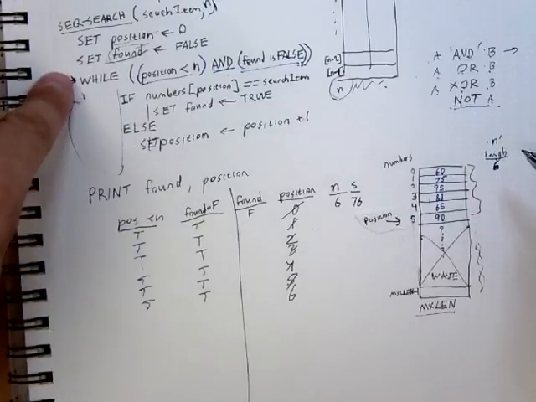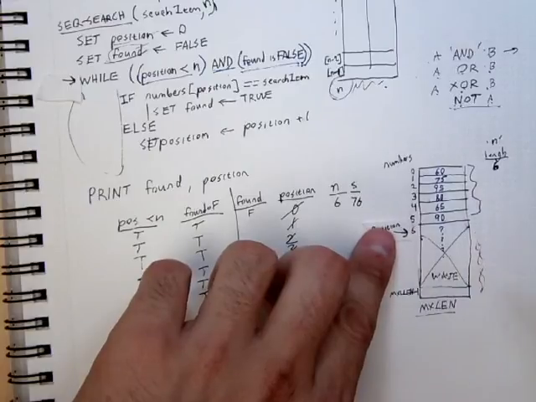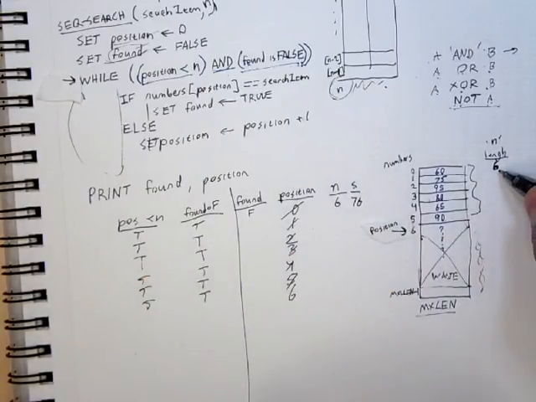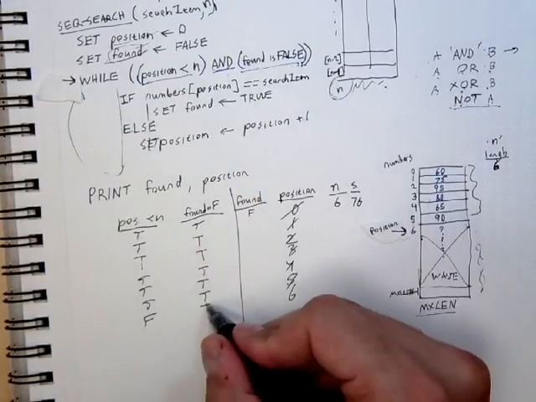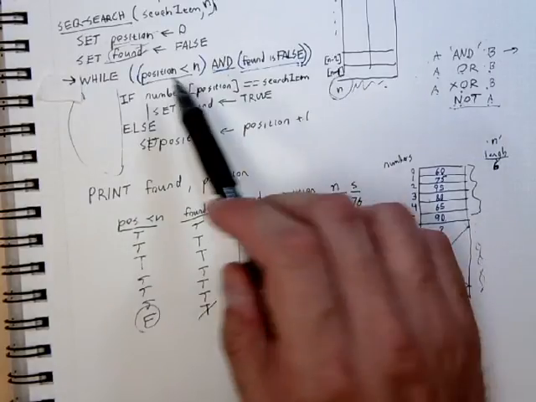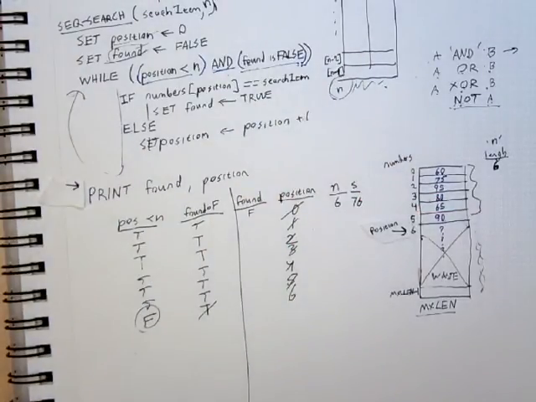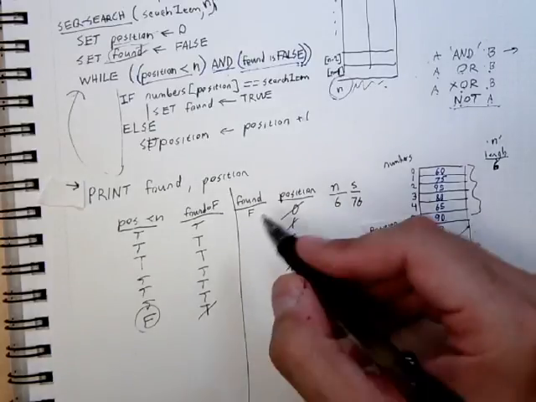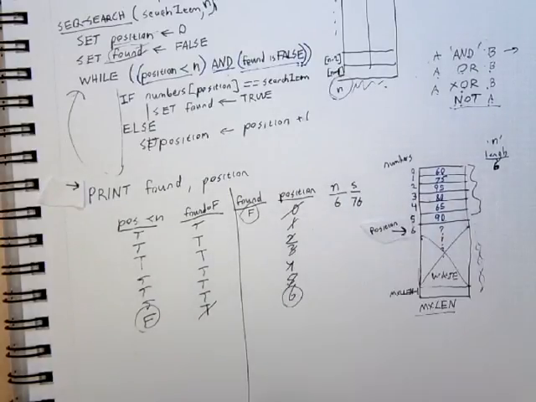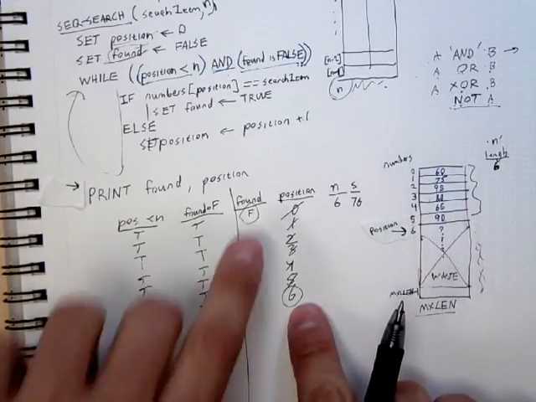We come up here. Is position less than n? Position's down here, which is not less than n. So that's actually false. Found is still equal to false, but we don't care. Since any one of those two is false, we're done with the loop. So found is false, and position is 6. So what this is going to produce is it's going to print false and 6.